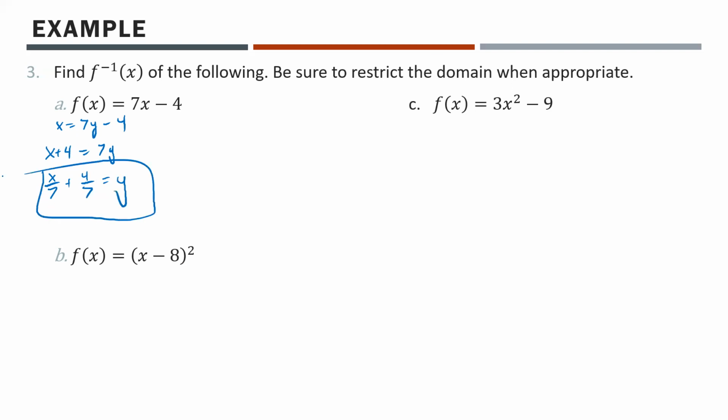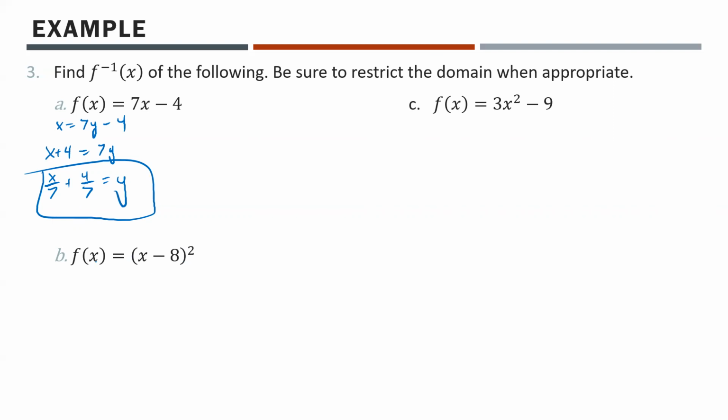There it is. Now it says be sure to restrict the domain when appropriate. Well, guess what? This is a linear function. This is like an mx plus b kind of situation. When you have a linear function, you're not going to have to restrict your domain. Linear functions will always pass the vertical line test or even the horizontal line test. So we don't need to restrict the domain in this case because it's a linear function. It's more the quadratics that you have to be worried about. If you have a quadratic, you'll have to limit its domain.